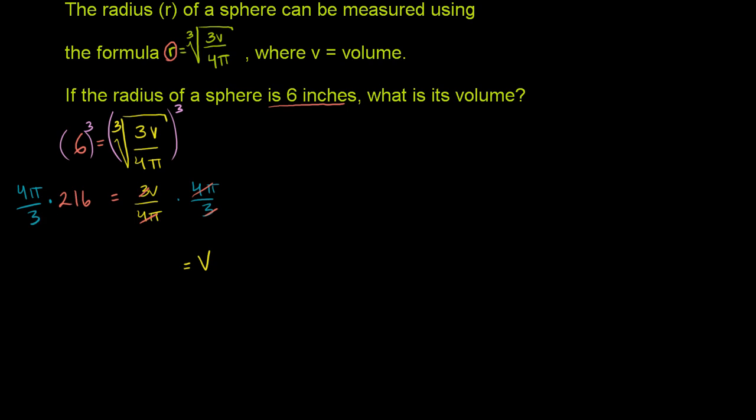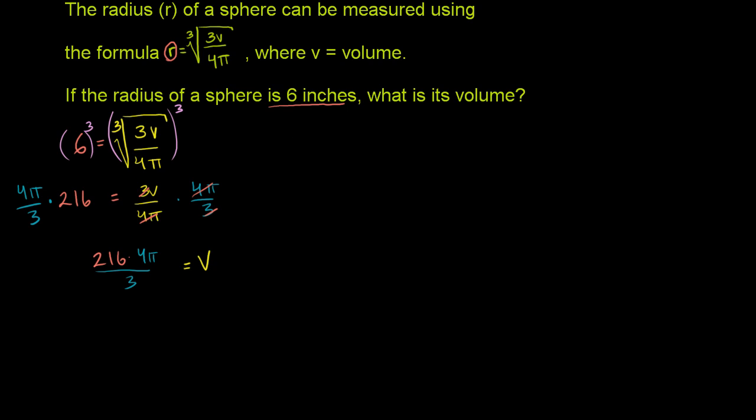So you have, we could write it this way, 216 times 4 pi over 3. And we could simplify this. 216, the digits add up to 2 plus 1 plus 6 is 9. So it will be divisible by 3. That's a fast way to test whether something's divisible by 3.